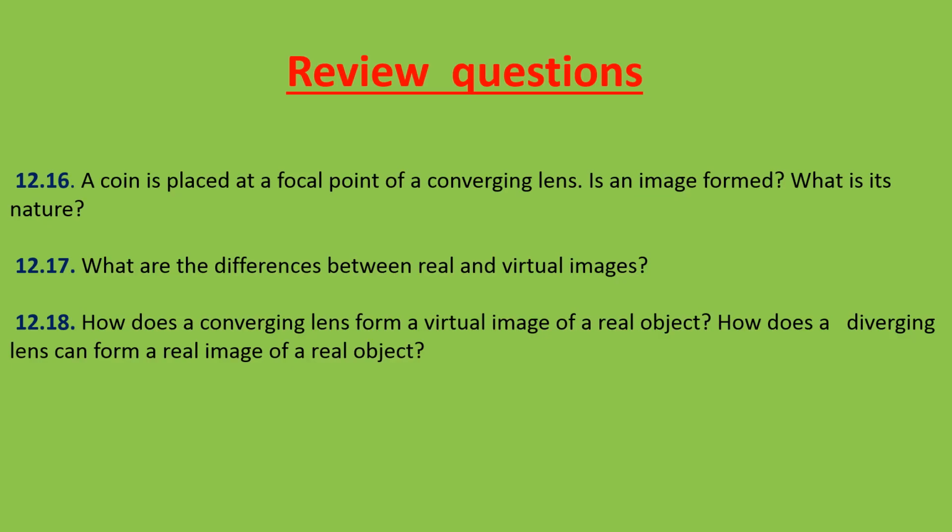This lecture enables you to answer the following review questions. 12.16. A coin is placed at a focal point of a converging lens. Is an image formed? What is its nature? 12.17. What are the differences between the real and virtual images? 12.18. How does a converging lens form a virtual image of a real object? How can a diverging lens form a real image of a real object?